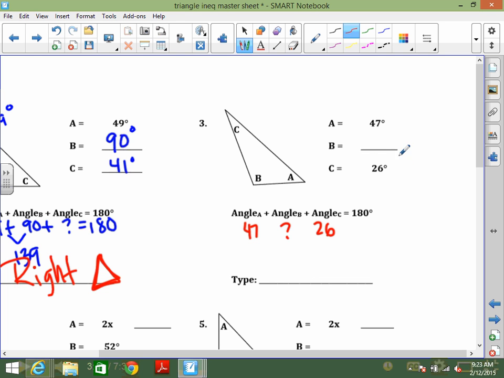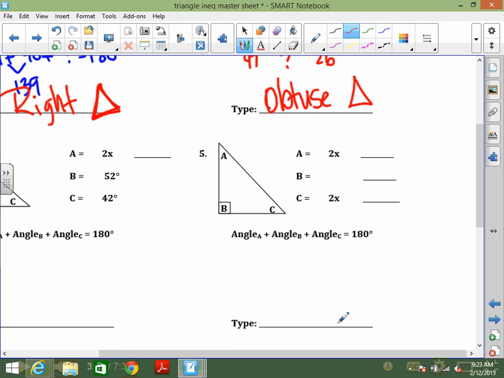Okay, what do you get? 107. Good. 107 degrees. And what type of triangle is this? Obtuse. Good. All right, number 4.